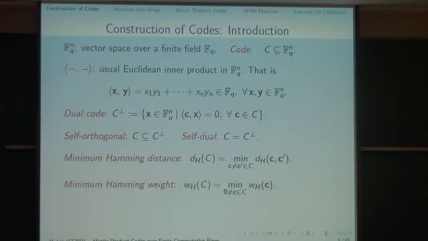Here is the minimum Hamming distance for a code C. We can define the minimum Hamming distance and the minimum Hamming weight. If C is linear, that is, a subspace of F_q^n, then the minimum Hamming distance and the minimum Hamming weight of C are the same.